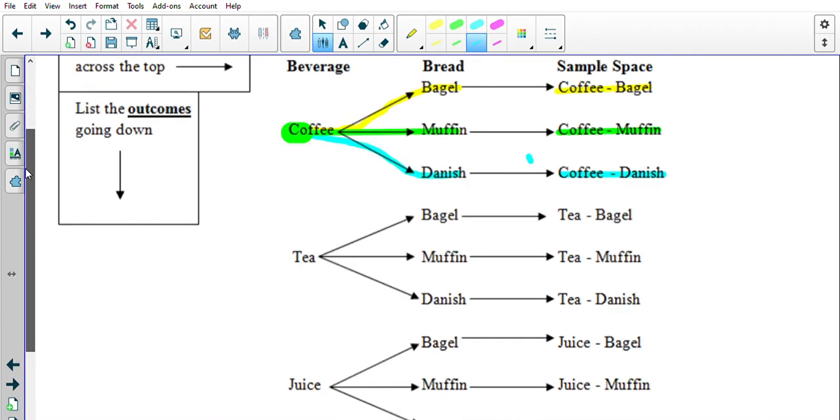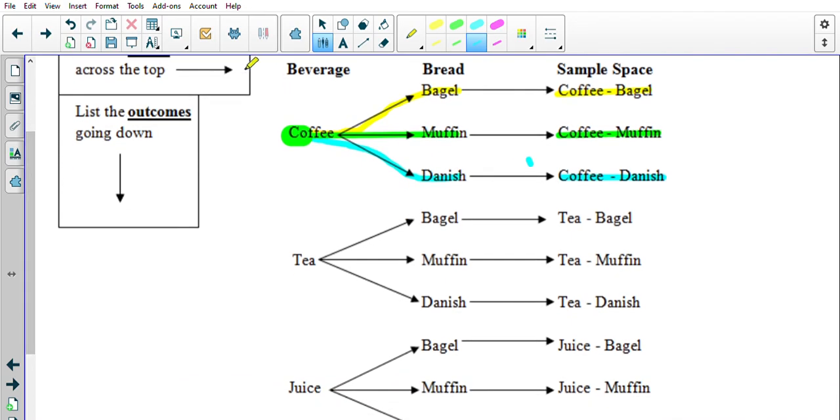And the way we figure that out is we basically count these up. So we have 3 up here, 3 here, and another 3 down here, and that is going to give us a total of 9 possible outcomes. Yes, Oliver. So we have 9 possible outcomes here.